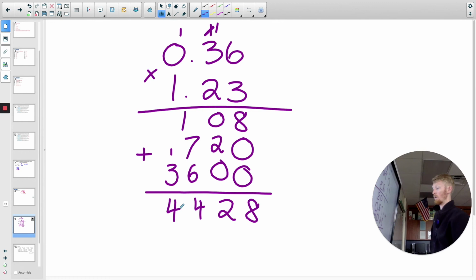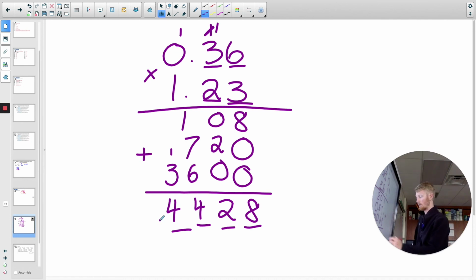4. Now, I have 1, 2, 3, 4 decimals to start out with, so which means I need 1, 2, 3, 4 decimals in my answer. What do you know? We did not need to use a 0 as a placeholder this time because we have all 4. All right.